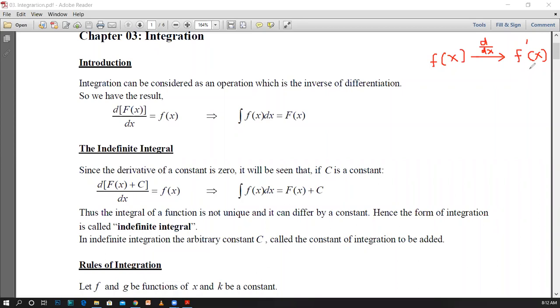Now you see, if we are given f'(x), the process of obtaining f(x) using f'(x) is called integration, and we use this notation for integration. This is the integral sign, and here we include the subject that we are integrating.